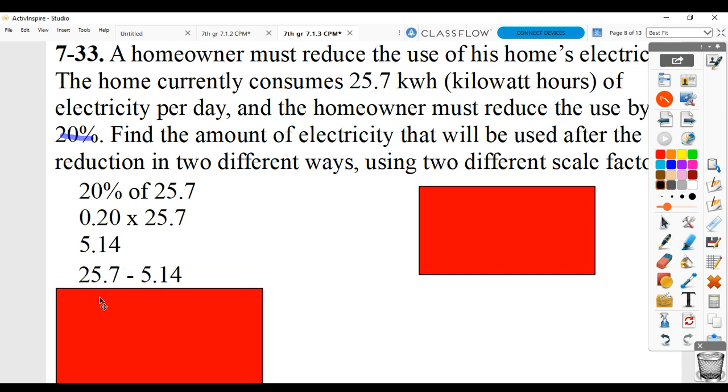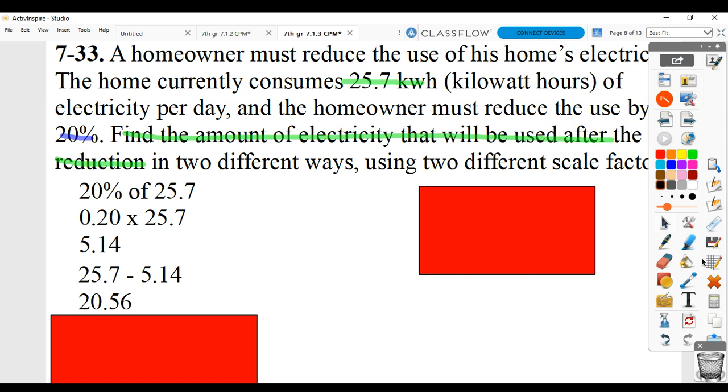And then that's how much it's being reduced, but they want to know how much will they be using after the reduction. So if they're reducing by 5 and 14/100, you'll subtract that from the original amount that they consumed to get the amount that they now are using. Okay, so that's one way to do it. Again, if you want to think of that as a scale factor, it's the idea of 1/5 or 20% of the amount. And again, as I talked about, if you're reducing by 20%, that's also the same as using 80% of what you were using.